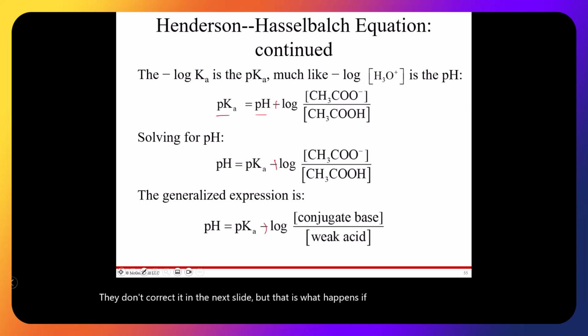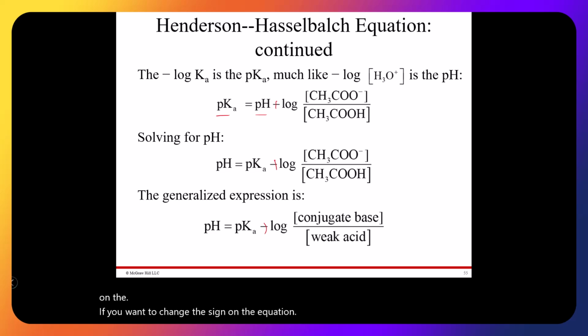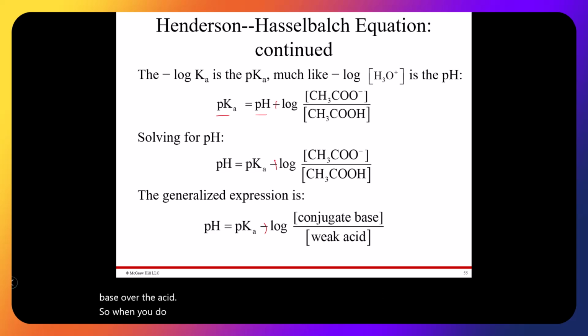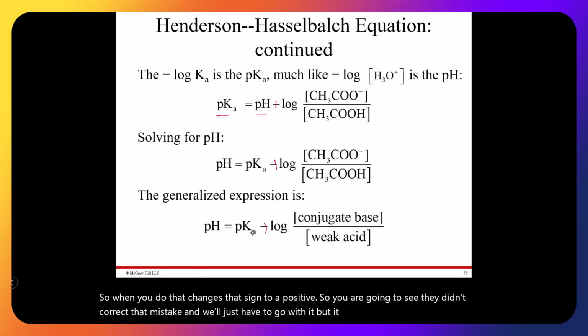If you want to change the sign on the equation, to make this a positive here, you had to flip this. And when you flip that, that makes it the conjugate base over the acid. So when you do that, that changes that sign to a positive. You are going to see they didn't correct that mistake, and we'll just have to go with it. But it is a plus here. You're adding.